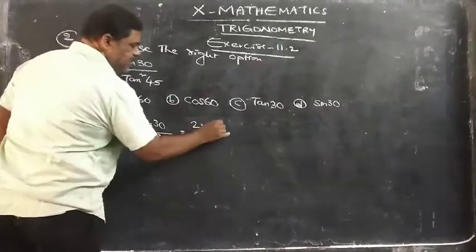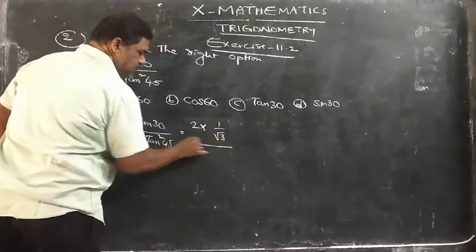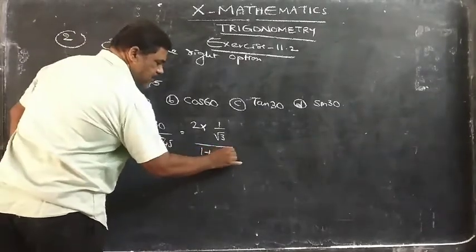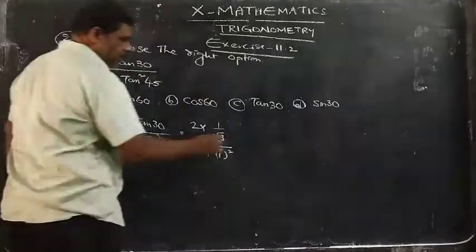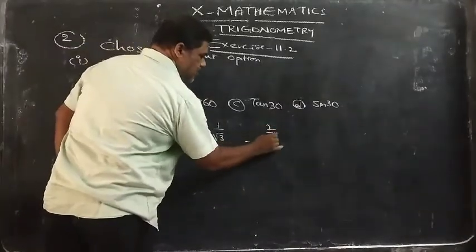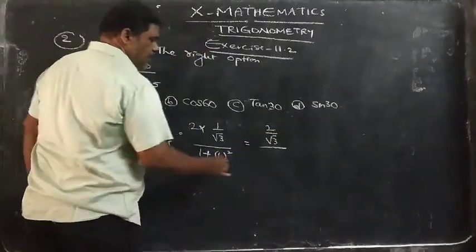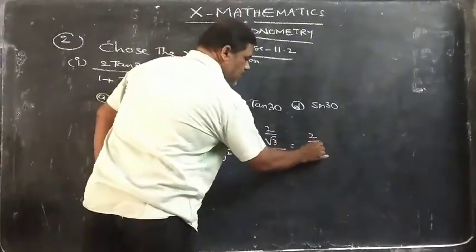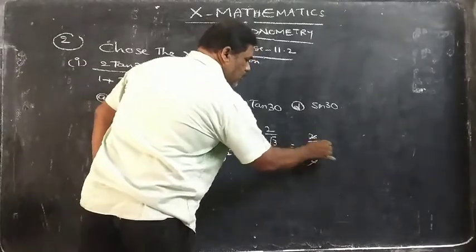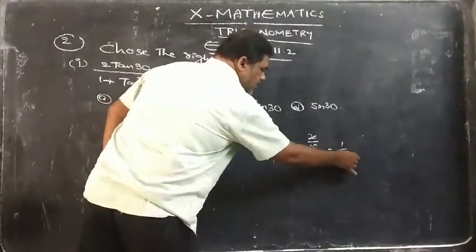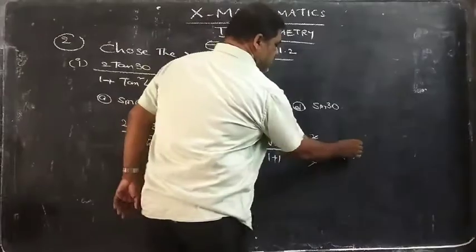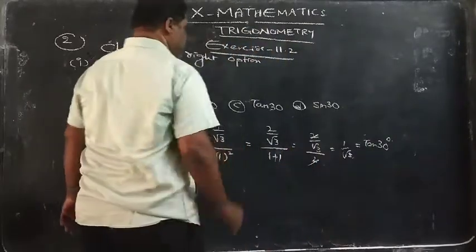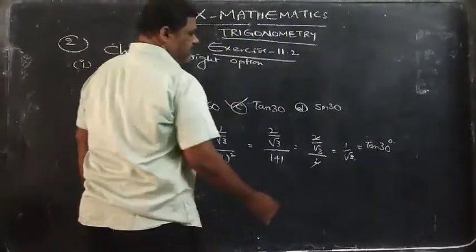Tan 30 degrees is 1 by root 3. Tan 45 degrees is 1, so tan square 45 means 1 square. So numerator is 2 by root 3, denominator is 1 plus 1, that is 2. So 2 by root 3 by 2 we will get. 2 you can cancel, 1 by root 3 we will get. 1 by root 3 is nothing but tan 30 degrees. So here the answer is C.